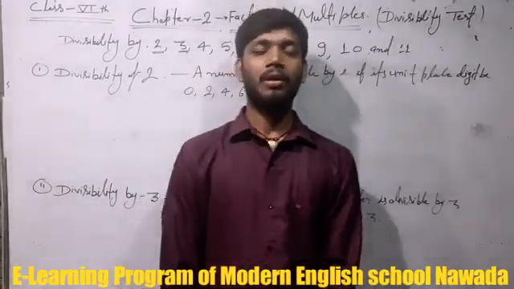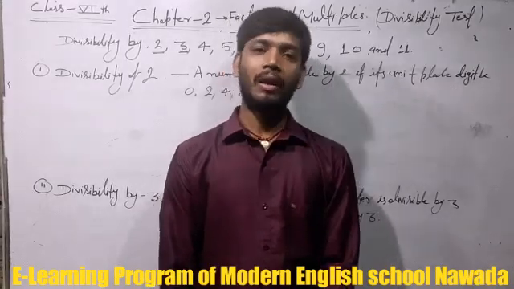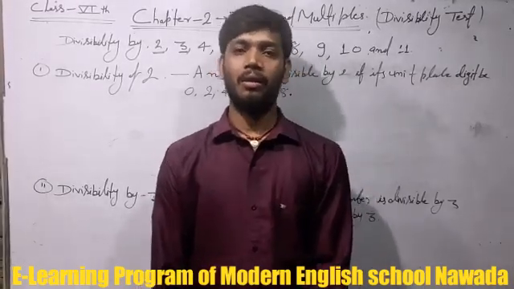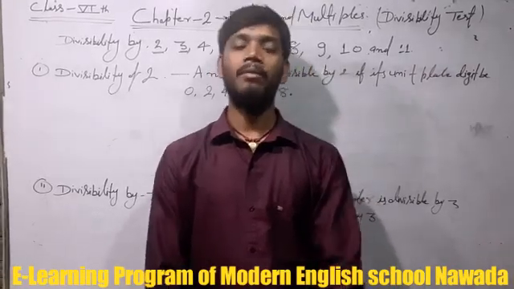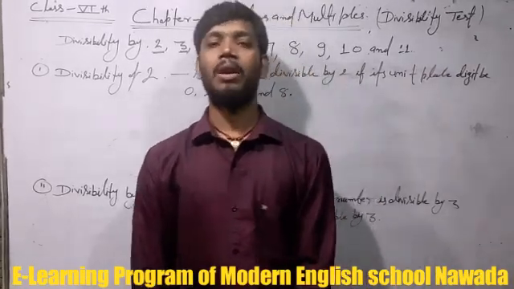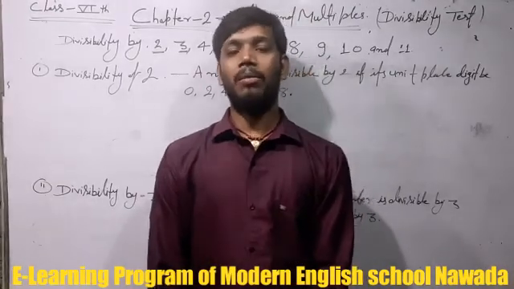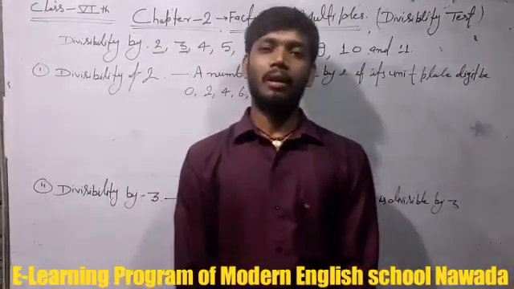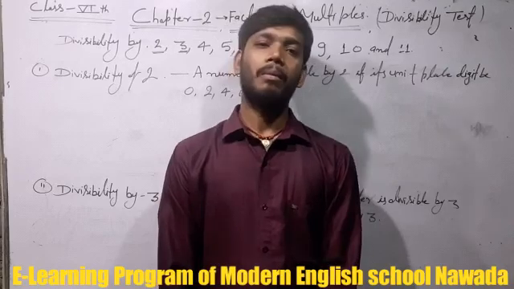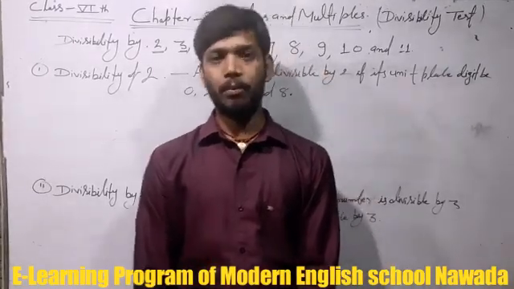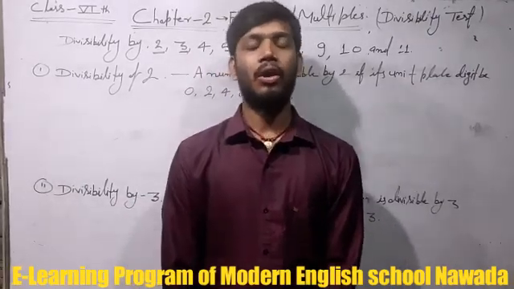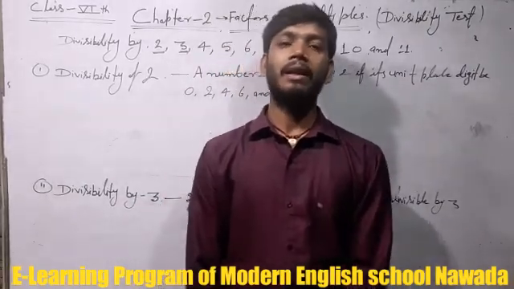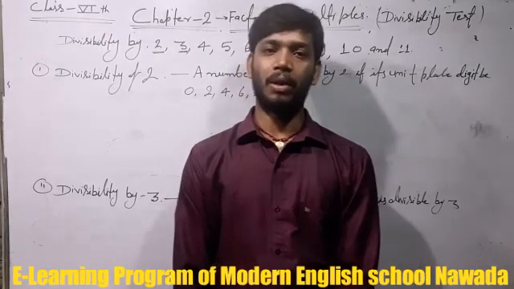In this chapter, you have already studied the definition of factors, multiples, some defined terms, even number, odd number, prime number, co-prime number, and so on. This was all discussed in the first part of the video. In this video, we will learn about divisibility of numbers.